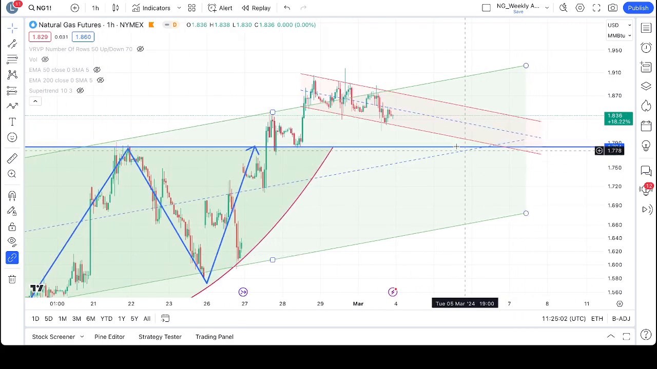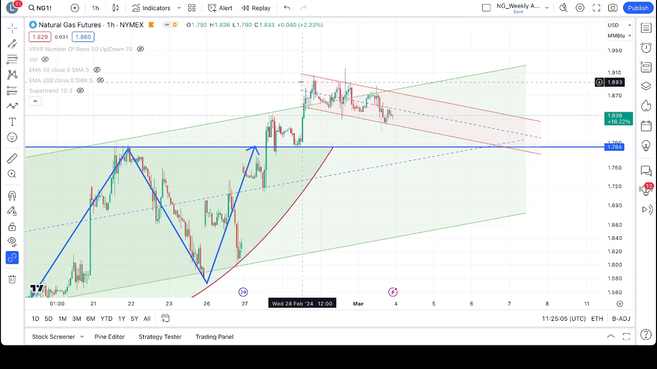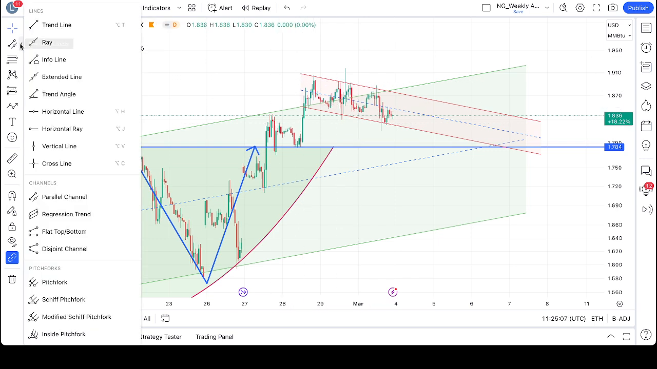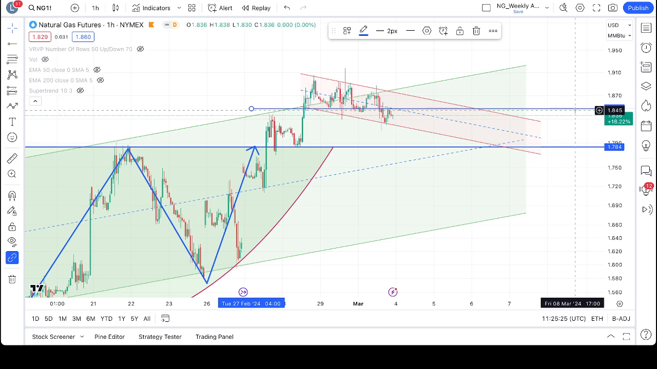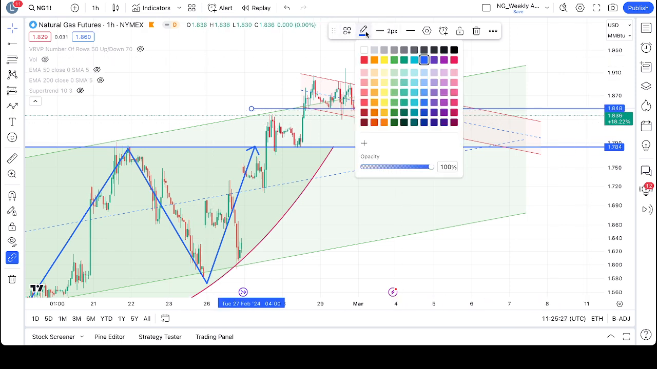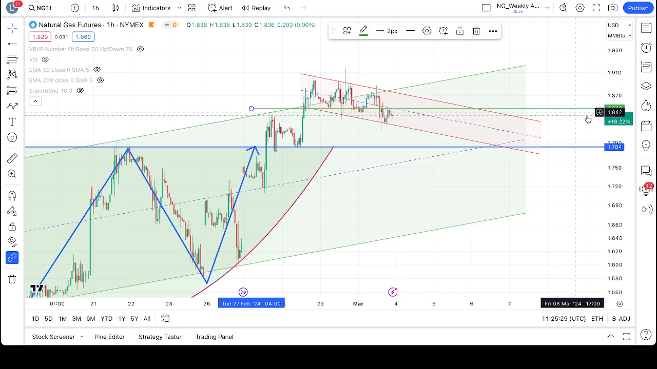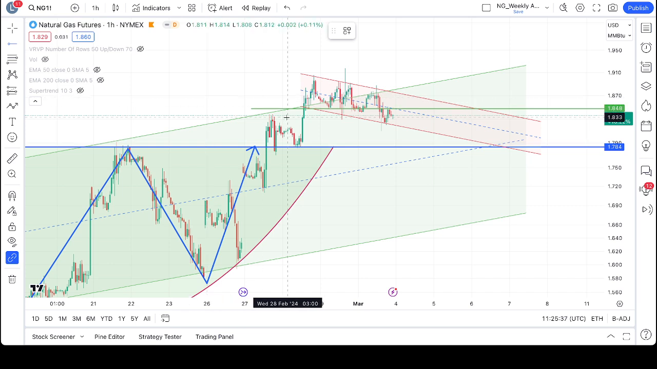Now in here again, if you look at this, there are different support and resistance zones forming. At the moment, 1.93, 1.92 is forming a resistance zone. But if I take the first support zone, let me make it green, the first support zone here is 1.85-ish.